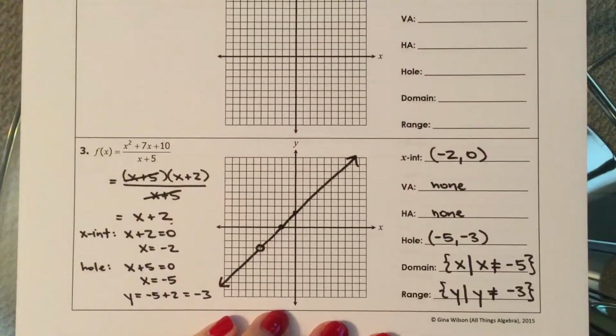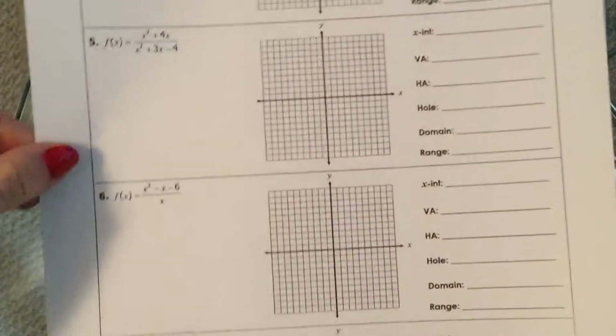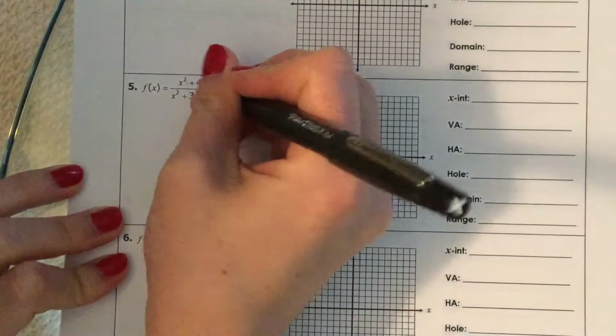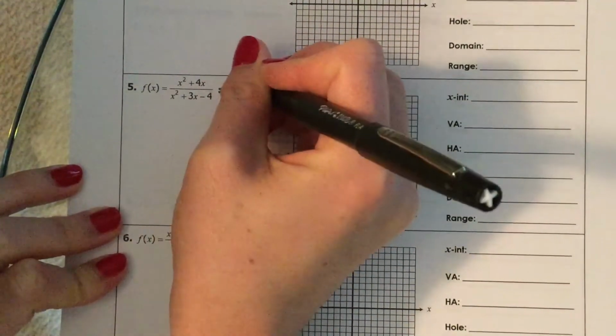All right, so that is our first example. Let's do one on the back page. Let's do number 5. All right, so number 5, simplify it. So this one, the numerator, you can factor out a GCF.